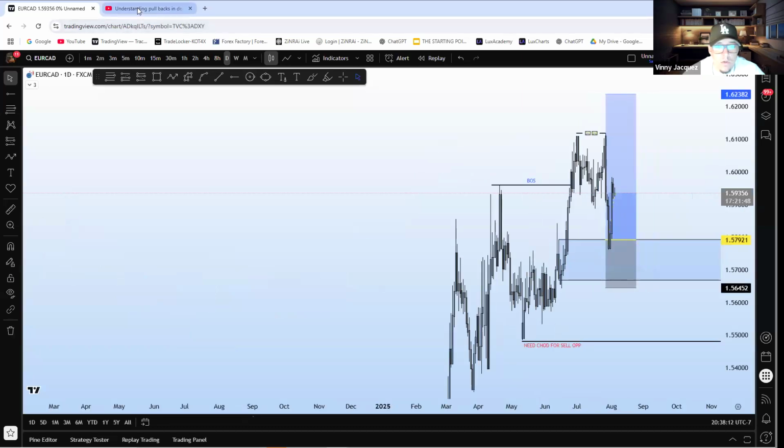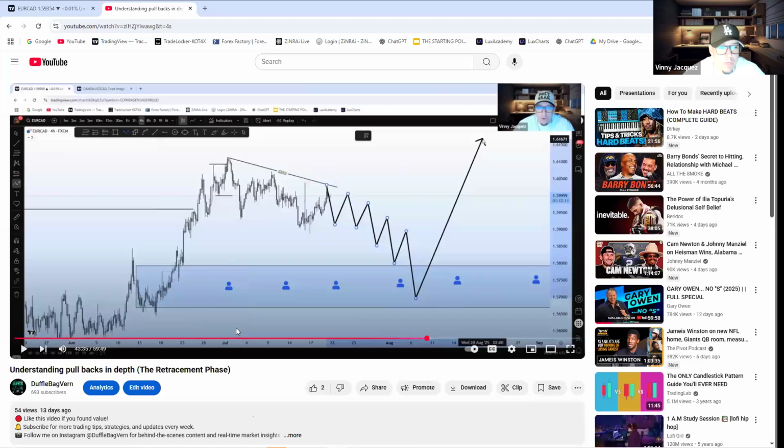Now, we called this out. I was looking at this and like, yo, I remember this play. This was from last Monday. This is it. This is the same idea. It's the same idea. Look at the structure. Look at EURCAD, who had just created all this liquidity.